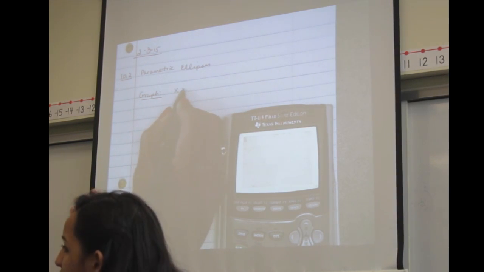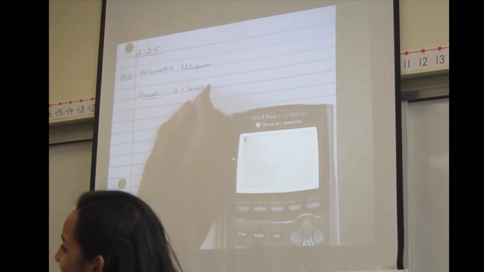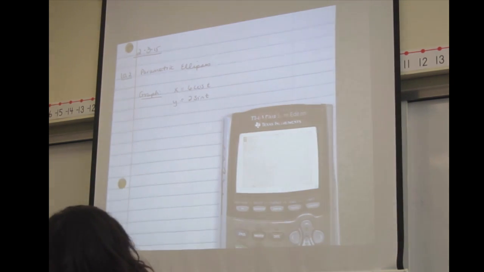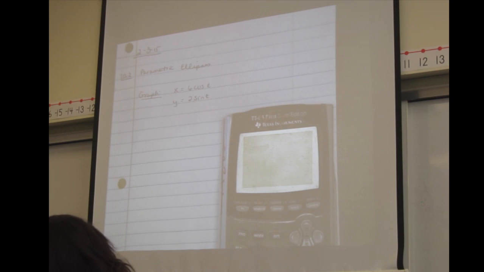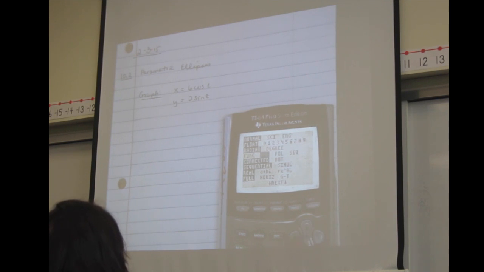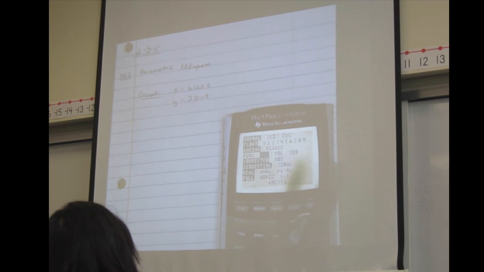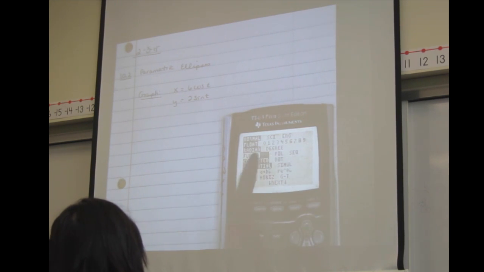X equal to 6 cosine t, y equal to 2 sine t. This is parametric. Wait, isn't it cosine of a certain angle? Yep, but there's no angle. Oh, the angle is called t. Yeah, you can call your angle anything. I'm in radians, it doesn't matter which one, but yours is going to be different if you're in degrees, so I would suggest radians.